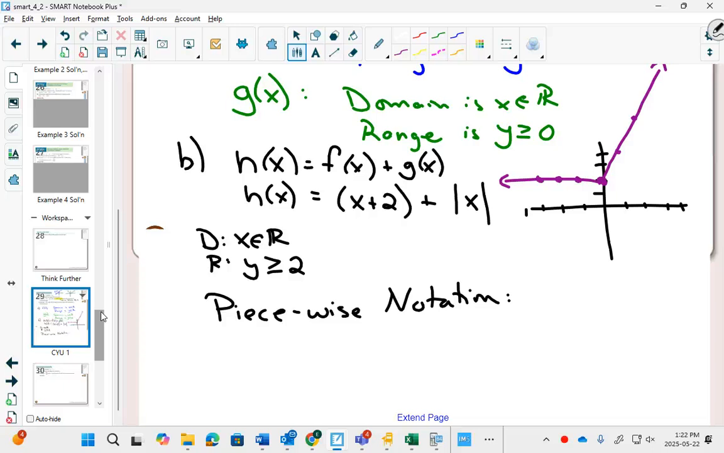And I could tell you what the equation of this half is, and I could tell you what the equation of that half is. And this is sort of what piecewise equations are talking about. And the most common piecewise notation that comes up first is actually this graph.